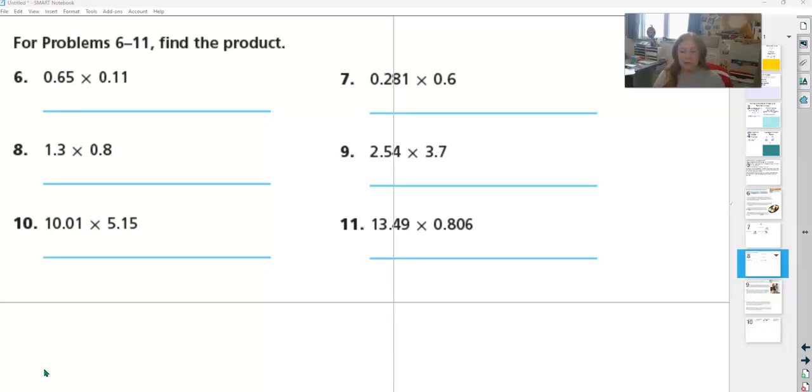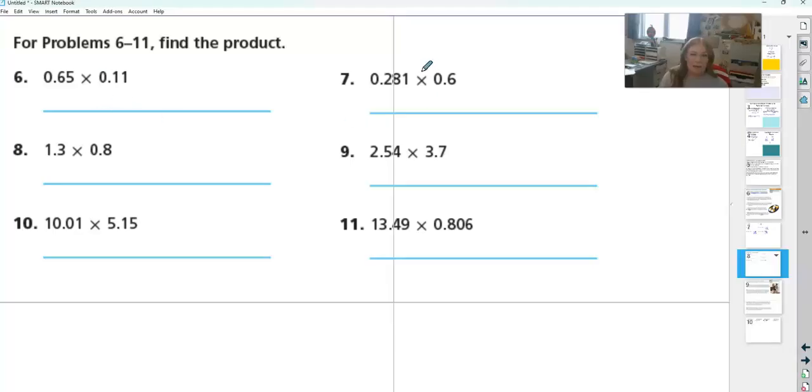For your 4.2 and 4.4 practice and homework, I'm going to start with page 113, 4.2, and I'm going to choose a couple of these to help you practice. We'll get the story problems after this. So we are finding the product. That means we are multiplying all of these problems.